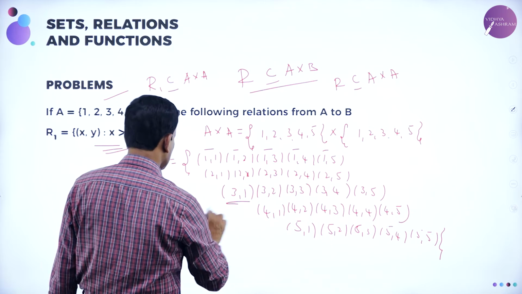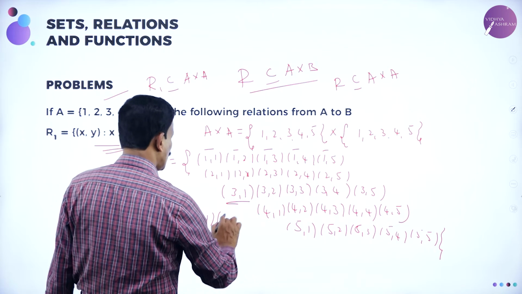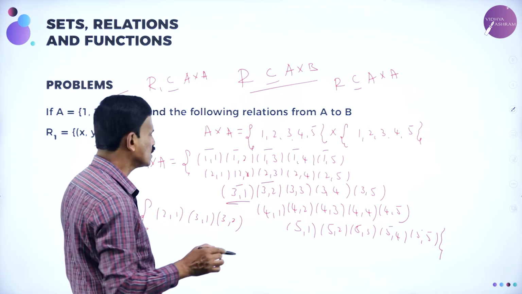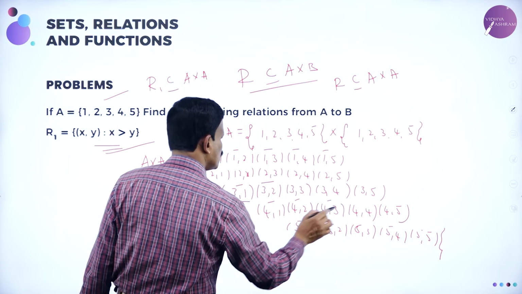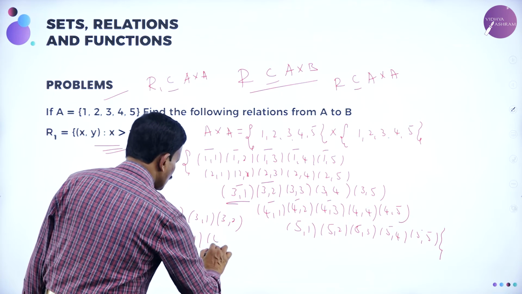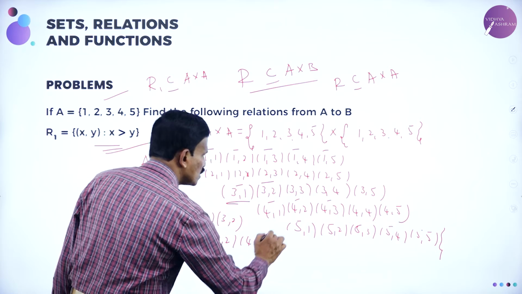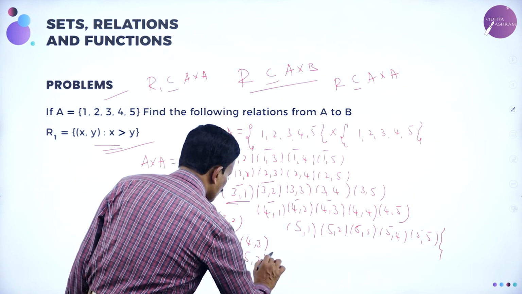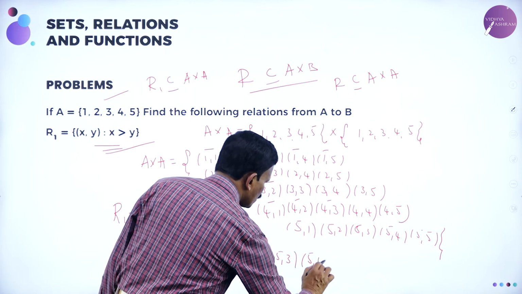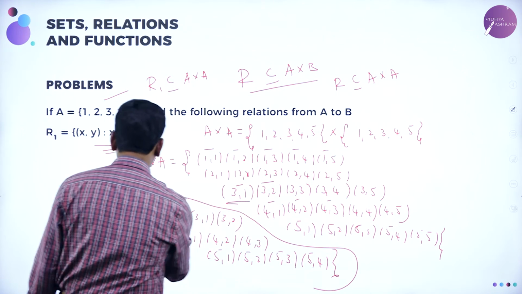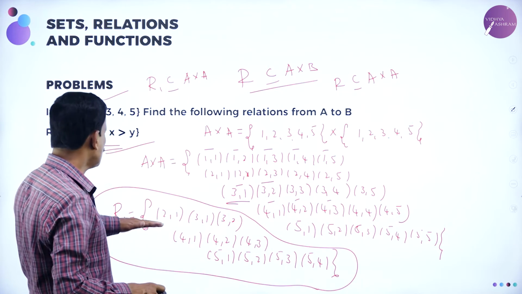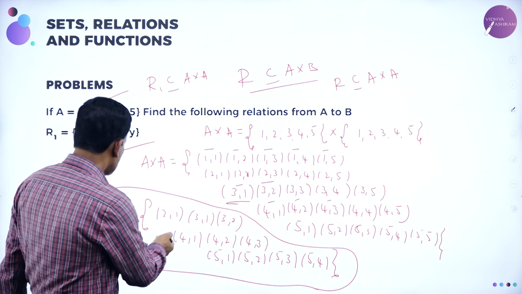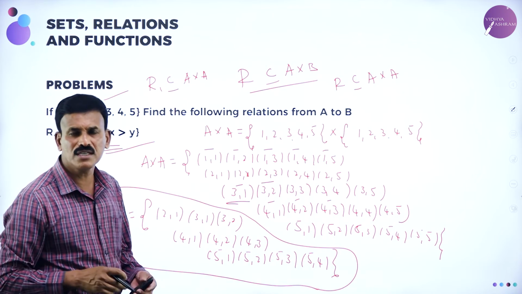(2,4) and (2,5) cannot be taken either. Next we can take (3,1), because 3 is greater than 1, and we can also take (3,2). (3,3) and (3,4) we cannot take. Again (4,1), (4,2), (4,3) we can take, because 4 is greater than 1, 2 and 3. (4,4) and (4,5) we cannot take. Similarly we can take (5,1), (5,2), (5,3) and (5,4). So these are the elements of the relation R1. R1 contains all the elements in which x is greater than y, the first element is greater than the second element. So this R1 is a subset of A cross B. Now you got an idea: what is a relation?